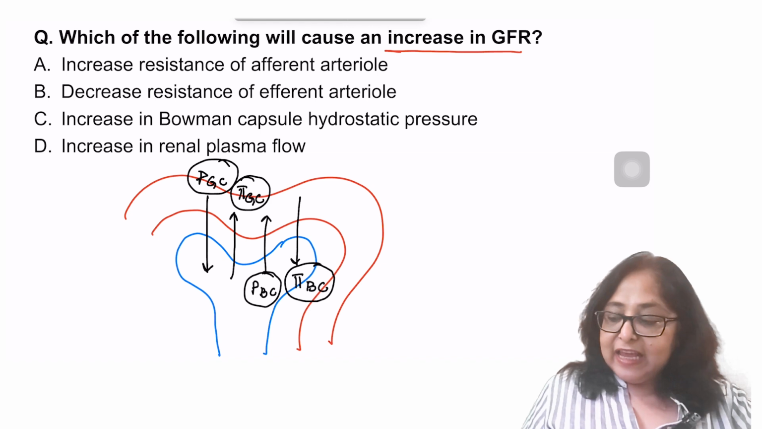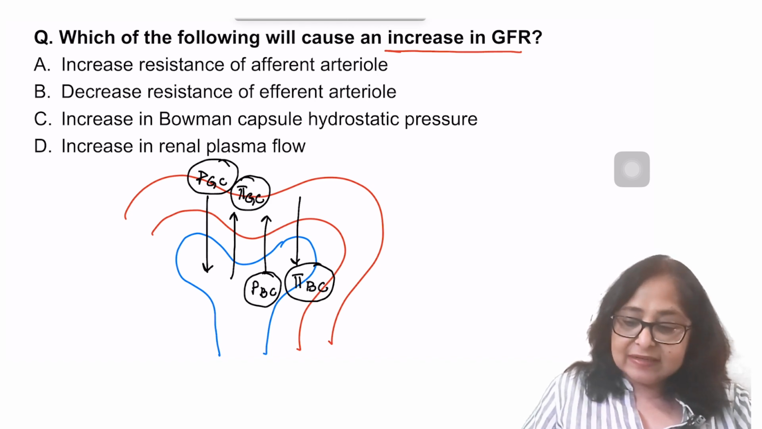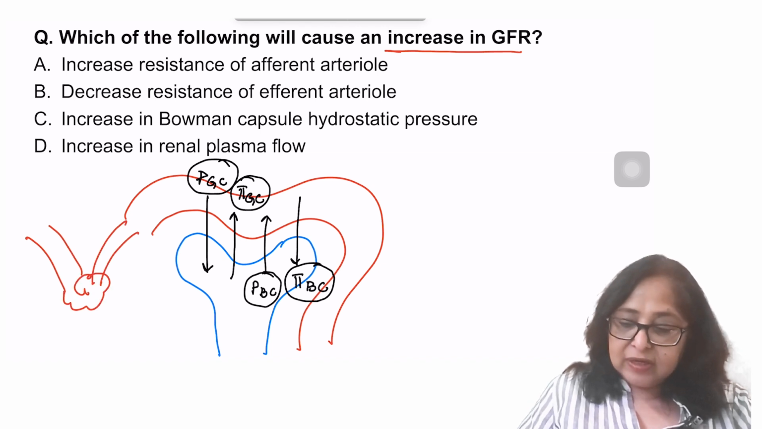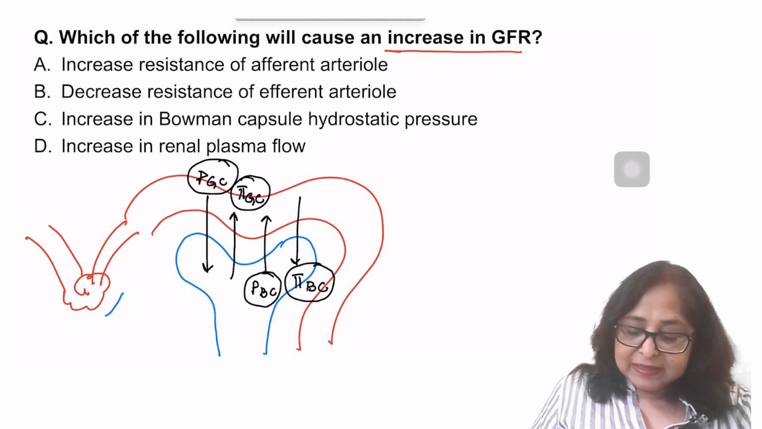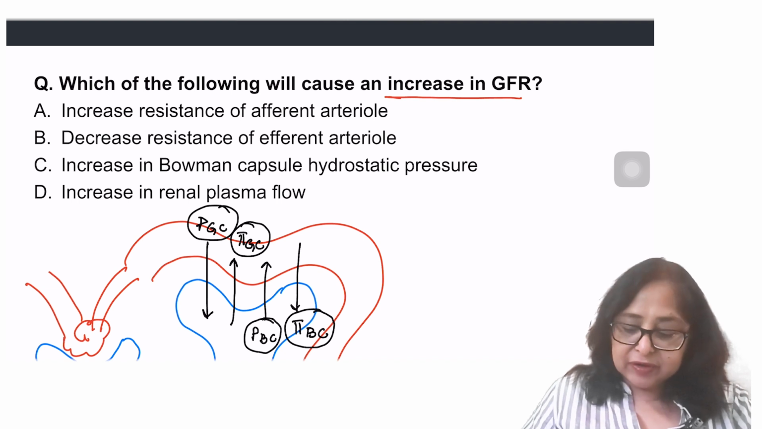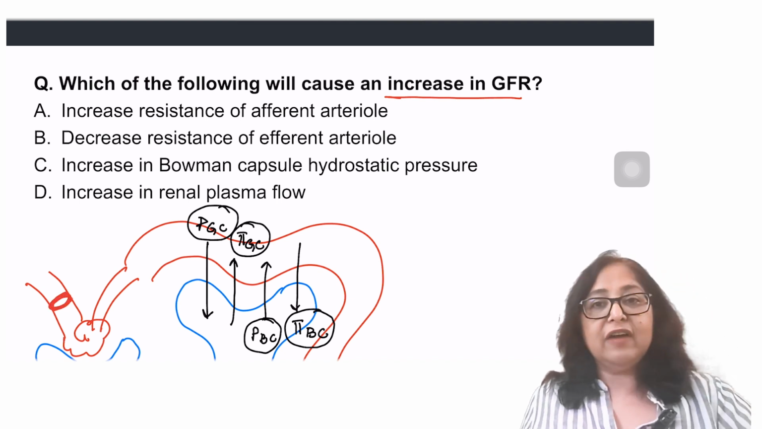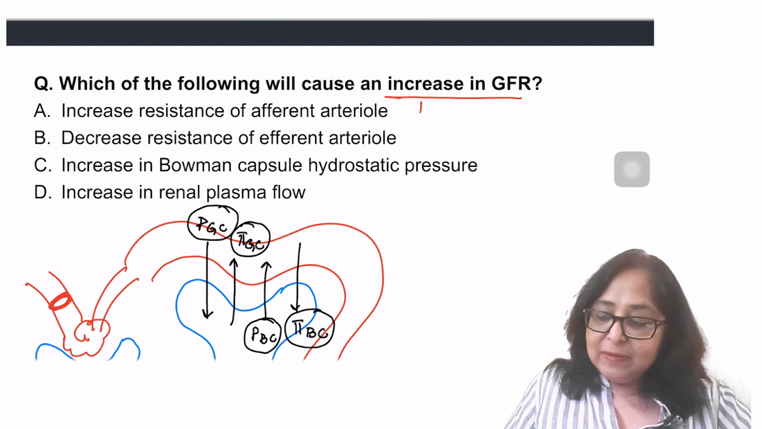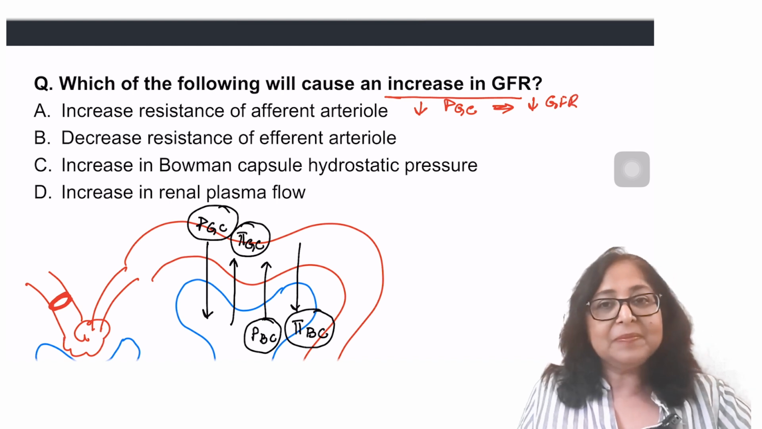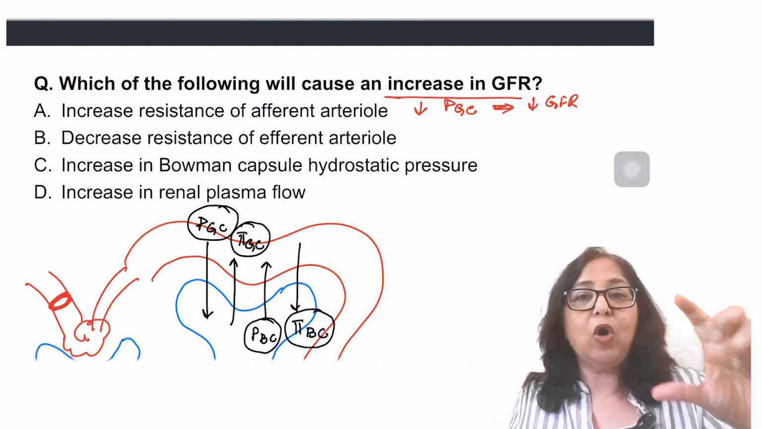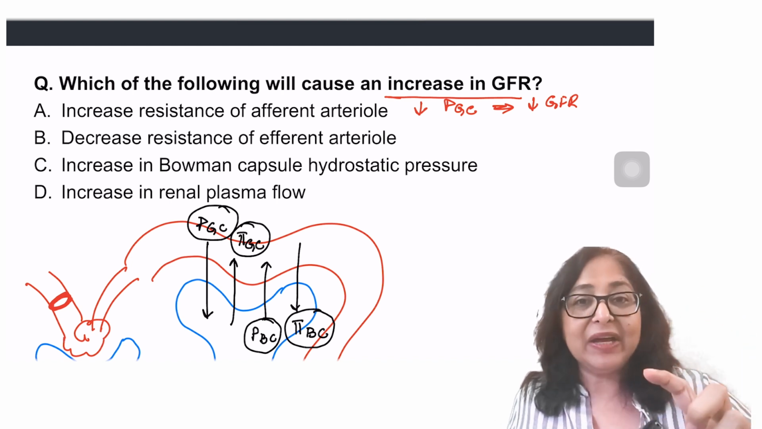The first one says, if there is an increase in the resistance of the afferent arteriole, that means there is something which is producing a constriction of the afferent arteriole. If there is a constriction of the afferent arteriole, less flow into the glomerular capillaries. Less flow means there will be less hydrostatic pressure, which will decrease the GFR. Remember, hydrostatic pressure is the pressure due to a column of fluid, a column of liquid.